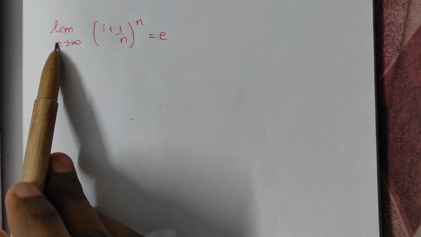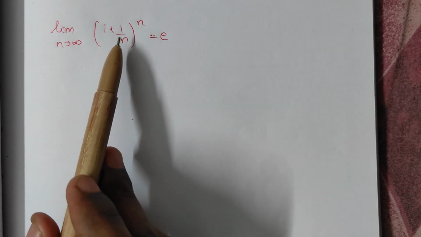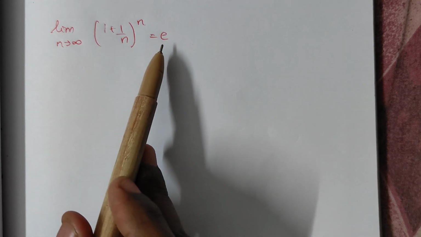Hi guys, I'm Nivita. In this video, we are going to see that in our higher class mathematics, there is one famous formula: limit n tends to infinity (1 + 1/n)^n is equal to e. In this video, we are going to see the derivation of how limit n tends to infinity (1 + 1/n)^n is equal to e comes.